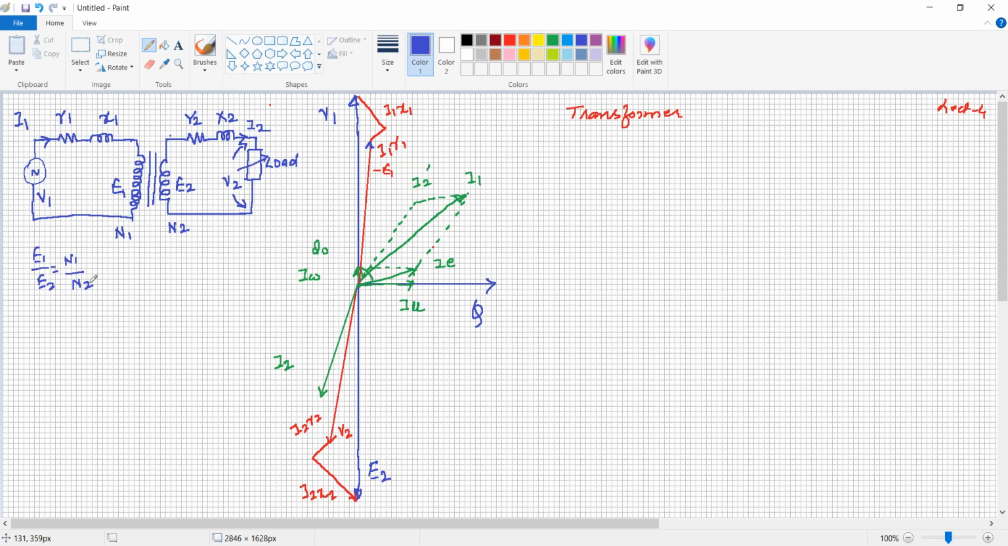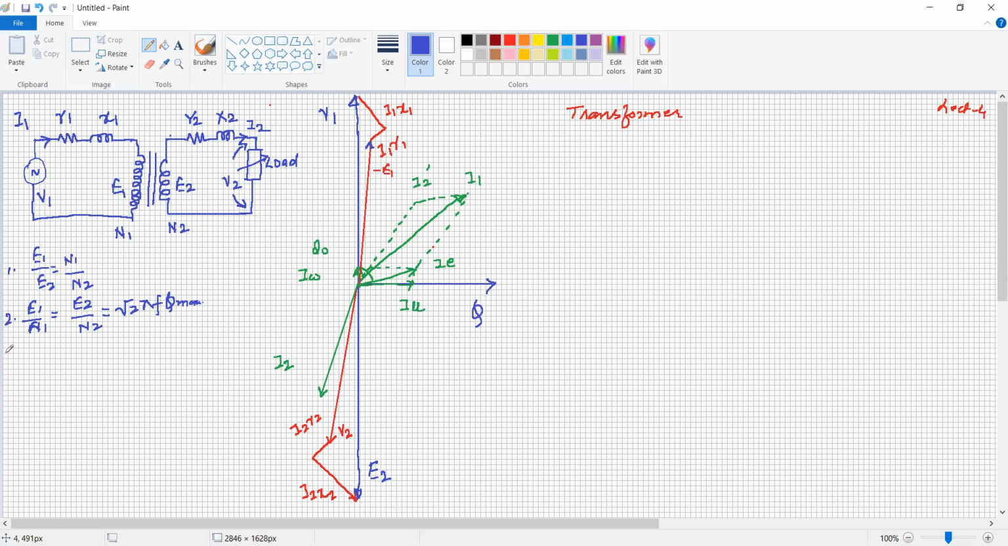The second very important point which we have discussed is the voltage per turn, that is E1 upon N1 is equal to E2 upon N2, and it is equal to root 2 pi f phi maximum, which is the magnitude of voltage per turn. So voltage per turn for the primary winding and for the secondary winding will remain the same. This is the second important point.